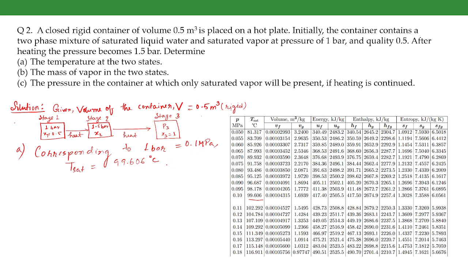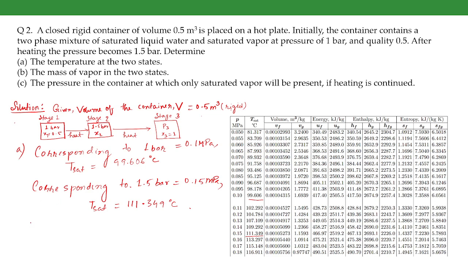Let me keep it in Celsius itself. Corresponding to 1.5 bar, that is 0.15 MPa, the saturation temperature is 111.349 degrees Celsius. Since the entire process is in the two-phase region, at stage 1 this 1 bar pressure will be the saturation pressure, and at stage 2 this 1.5 bar pressure will also be the saturation pressure corresponding to that stage. So the corresponding saturation temperatures give the temperature at the two states.